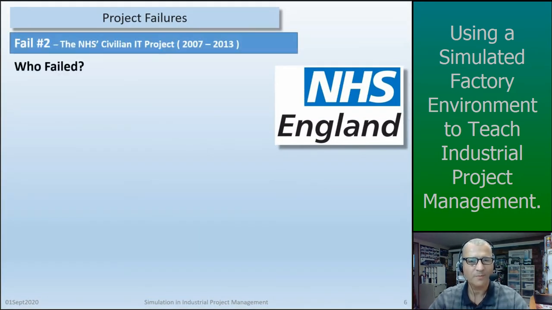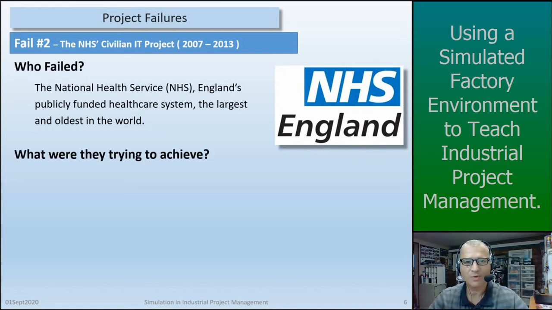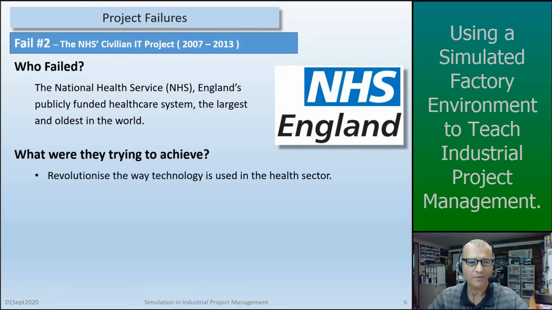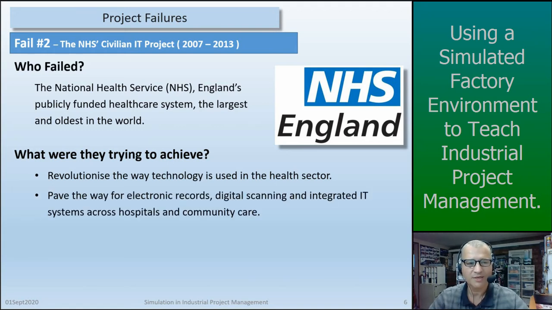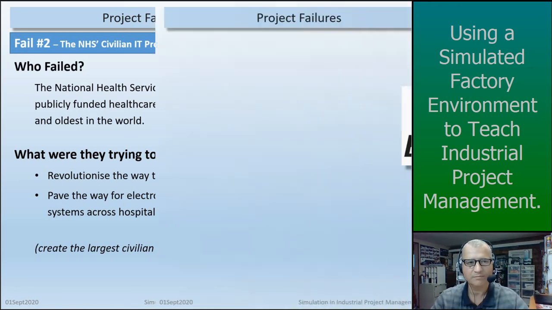Failure number 2, the National Health Service in England. So who failed? The National Health Service. It's England's publicly funded healthcare system, largest and oldest in the world. And what were they trying to achieve at the time? Well, they wanted to revolutionize the way technology was used in the health sector, pave the way for electronic records, digital scanning, integrated IT systems across hospitals, and community care. Basically, they were trying to create the biggest or largest civilian computer system in the world.